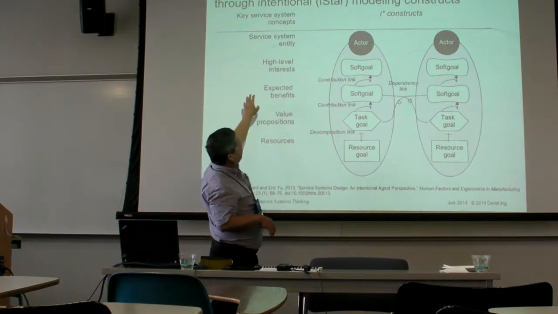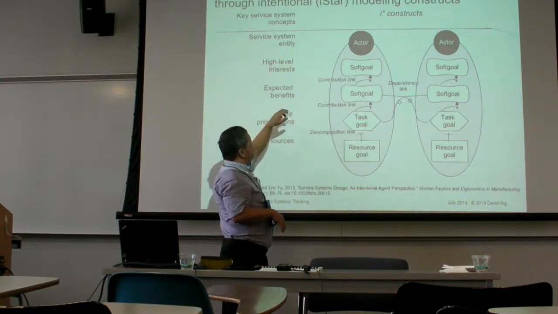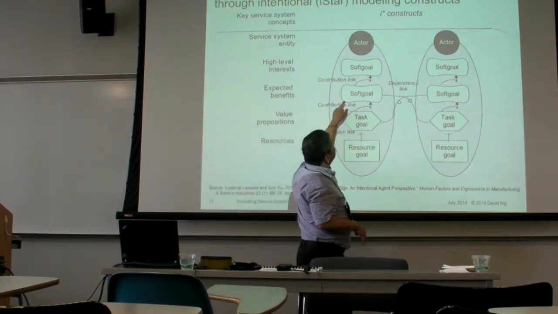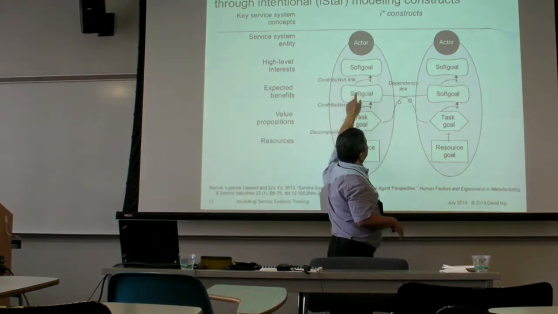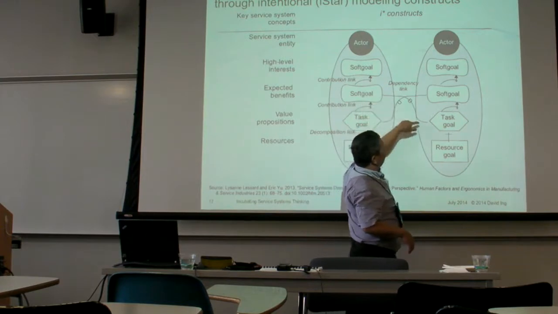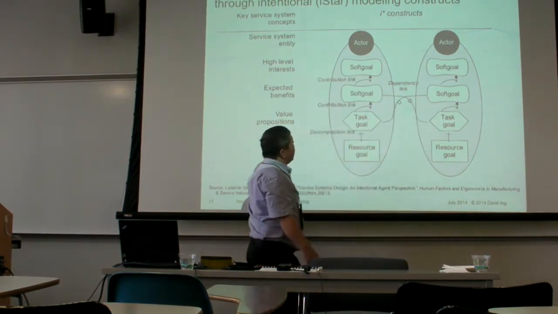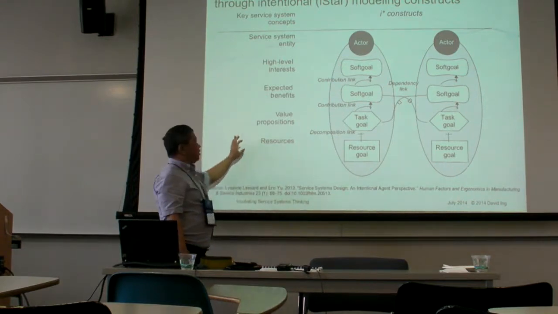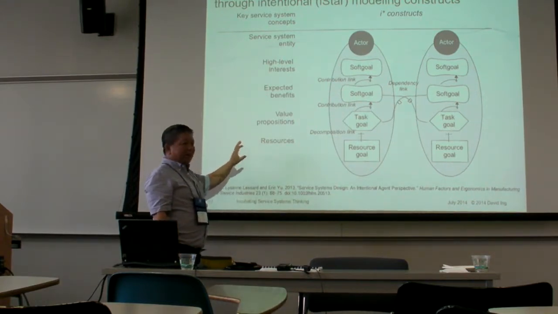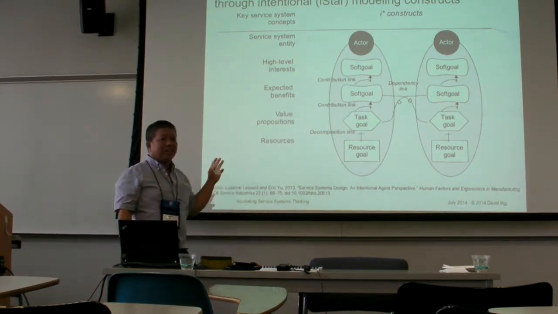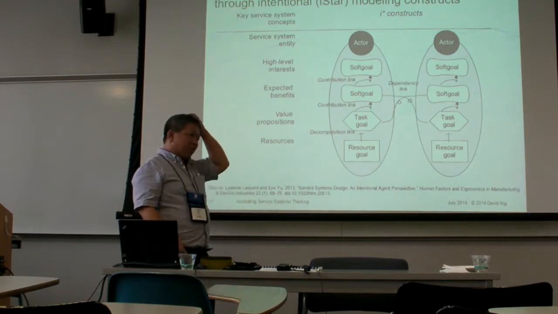They have high-level interests, and so you have these soft goals. You have expected benefits from each. You have this soft goal contributes to that soft goal within the person, but the dependency link goes over to the task of the other party. You have the value propositions, and you have the resources. I don't think this is actually 100% correct, and Lizanne is easy to work with, so I'll catch up with her and work on some more of this.